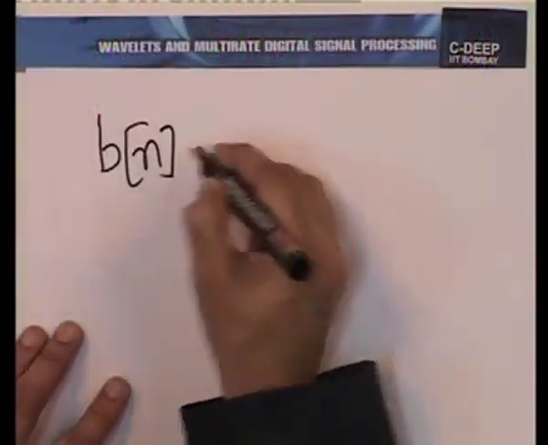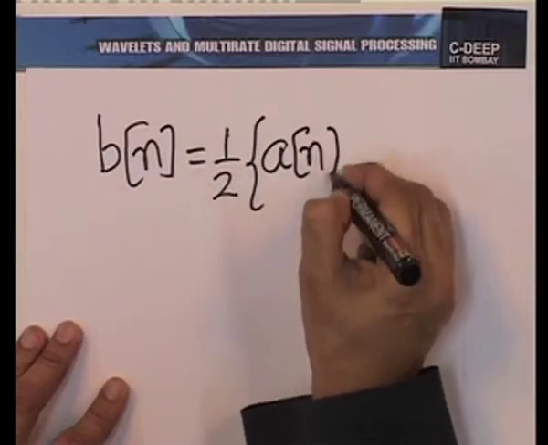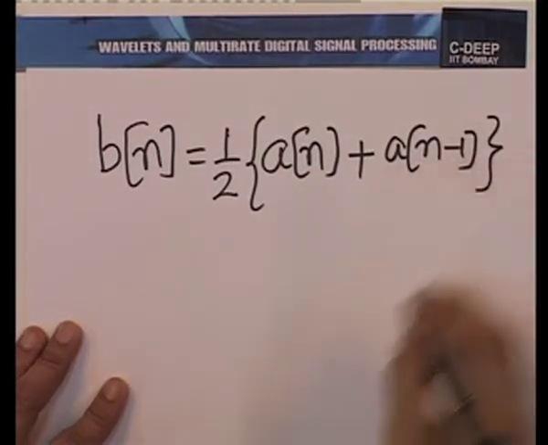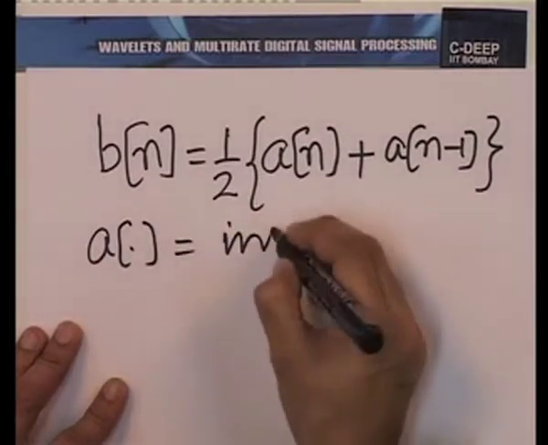Anyway, using this, let us transform the filters that we had a minute ago into the Z domain. So, let me put down the two filters explicitly once again. I have the first filter given by b[n] is half of a[n] plus a[n minus 1], where a is the input and b the output.